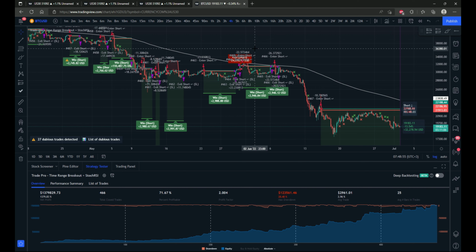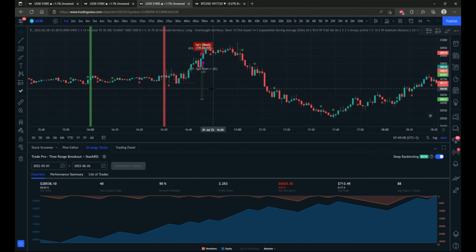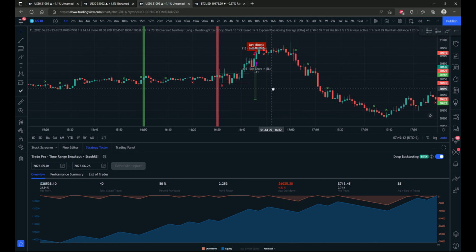Now, there are two main strategies that you can use with this script. One is a really basic stochastic cross strategy using an exponential moving average as a trend filter. So that's what I'm using right here. Then there's also the time range breakout strategy that this can use as well.